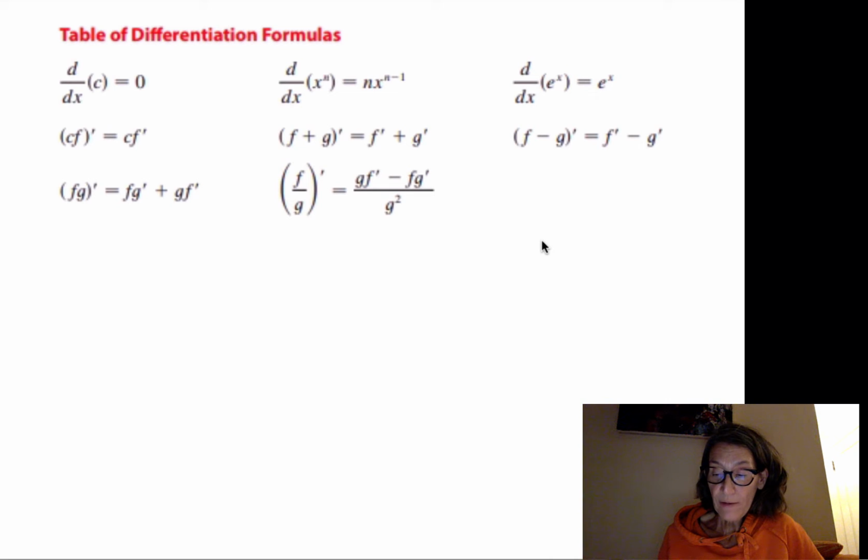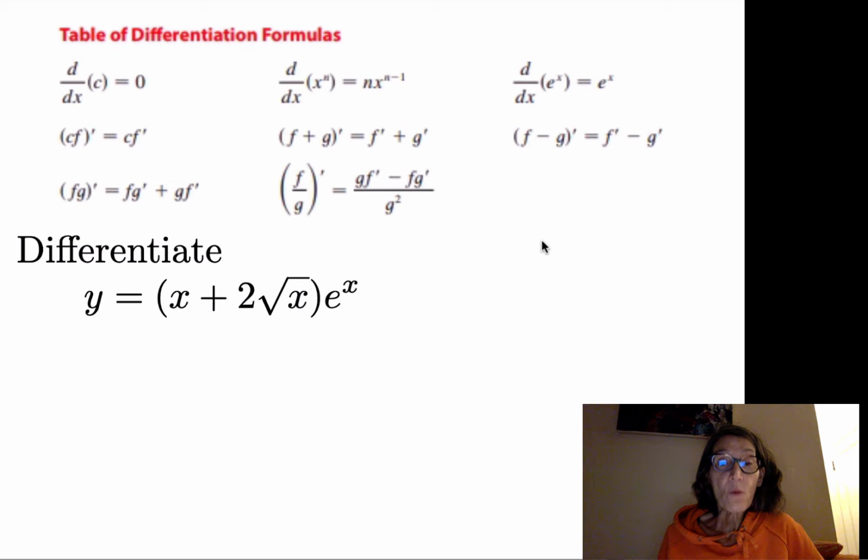We're going to find the derivative of the function y equals (x plus 2 times square root of x) times e to the x. And we're going to use a couple of different differentiation formulas from the table just above. All the derivatives in this table are just the formulas that we've learned in the first two sections of Chapter 3. We'll be learning a lot more after this, but this is our toolbox so far. So we're going to need to use several different formulas in this table.